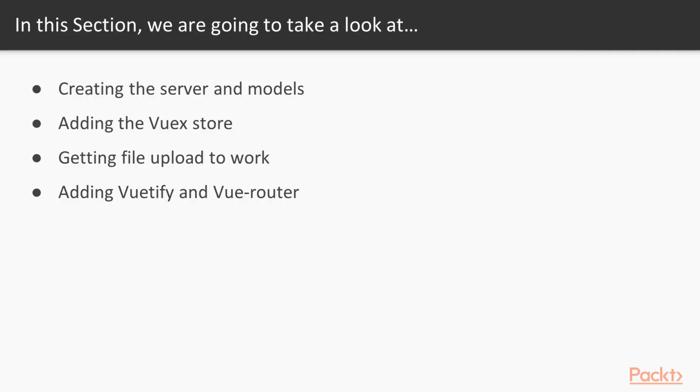So how are we going to build it? Well, first we're going to create the Laravel server, and then we're going to add models for the photo, comment, and chat elements. Those are going to be stored using a SQLite database, but managed by an object relational mapping system provided by Laravel. On top of that, we're going to build a REST API, and that's going to be connected to a Vuex store for the UI. Then we're going to get the file upload working, and then we're going to add Vuetify and Vue router. So that will give us the multiple pages.